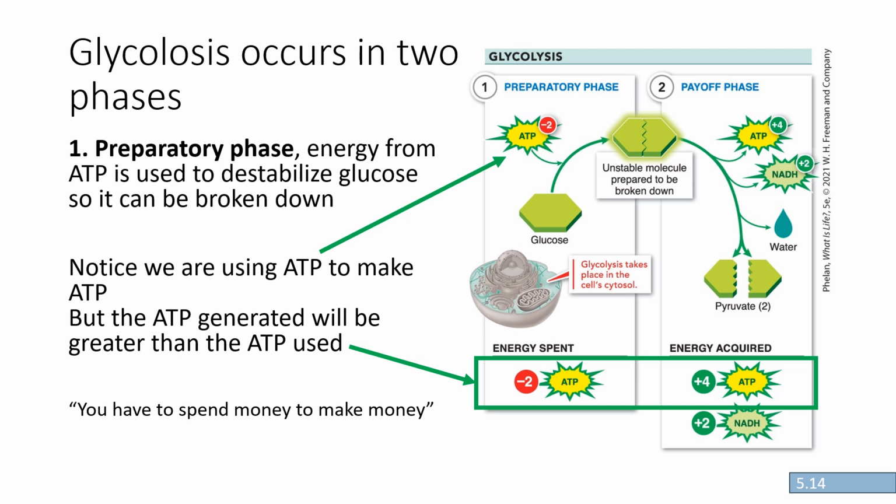Glycolysis occurs in 2 phases. First is the preparatory phase. Of course, we are ultimately trying to make ATP, but to break down these sugars, we also have to use a little bit of ATP. Some energy from ATP is used to destabilize the glucose so it can be broken down.